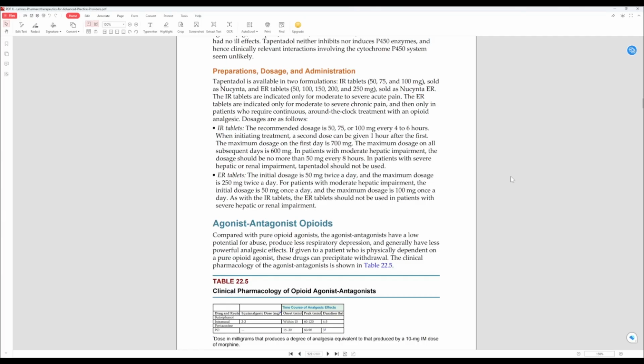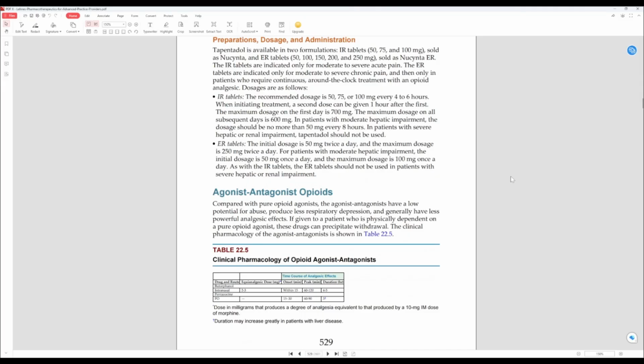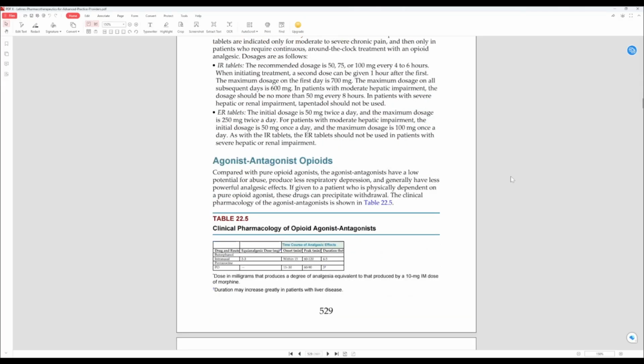The dosing is as follows. Again, here's an excellent spot to hit pause if you're unfamiliar with different medications and their dosages. One thing that I will state though is in patients that have severe hepatic or renal impairment, the medication should not be used. Which brings us now to agonist antagonist opioids.